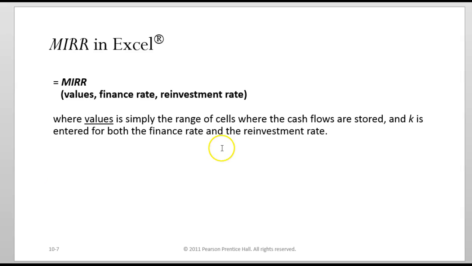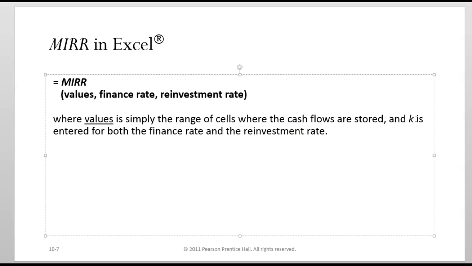We have a handy-dandy MIRR function in Excel that will show you that. So you're going to put in the values, a simple range, okay? And you're going to plug in K as your required rate of return. So you're going to do 10% here and 10% there. And that should return the MIRR.